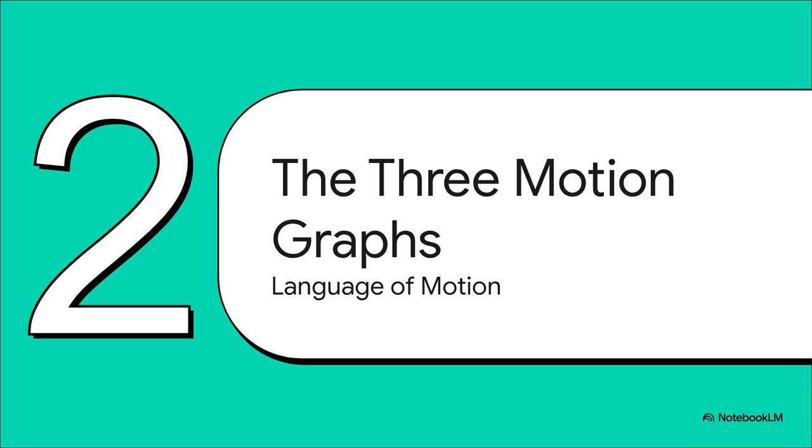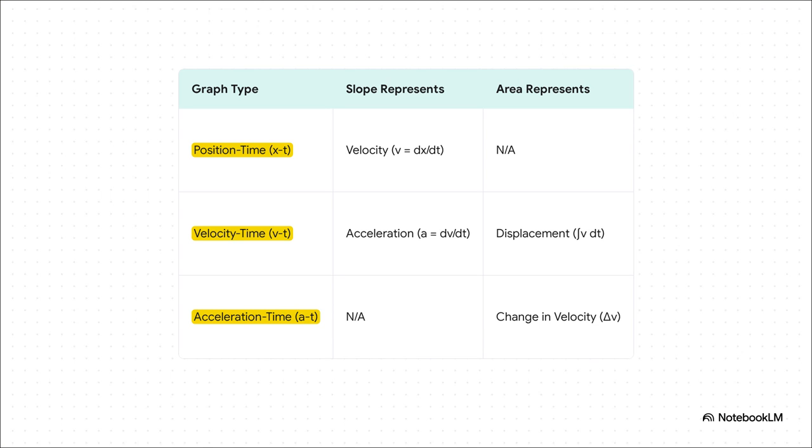All right, now that we've got a good handle on acceleration, let's meet the tools we're going to use to actually see it in action. These are the three core graphs you absolutely have to know. Think of them as the ABCs of motion. Okay, this table right here, this is basically your Rosetta Stone for motion graphs. It translates everything. For each graph, the slope of the line tells you one thing, and the area under it tells you something else. So, for a position-time graph, the slope is just your velocity.